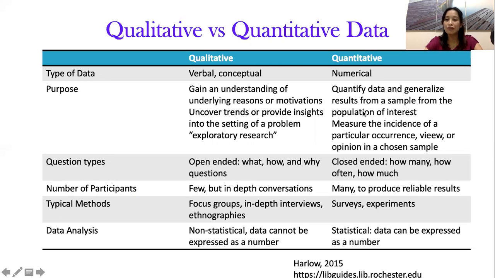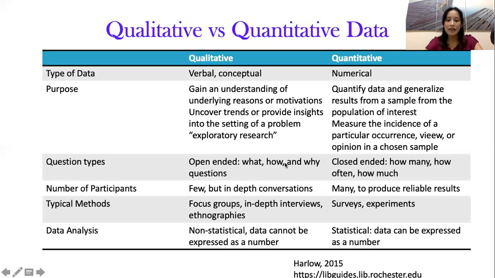the population of interest. So for example, among patients with diabetes, let's say use of insulin is associated with good quality of life. I'm not sure, I just made it up, but that's an example of quantitative data generalized from a sample to the population of interest. It can measure the incidence of a particular occurrence, view, or opinion in a chosen sample. So this is usually what we're more familiar with.